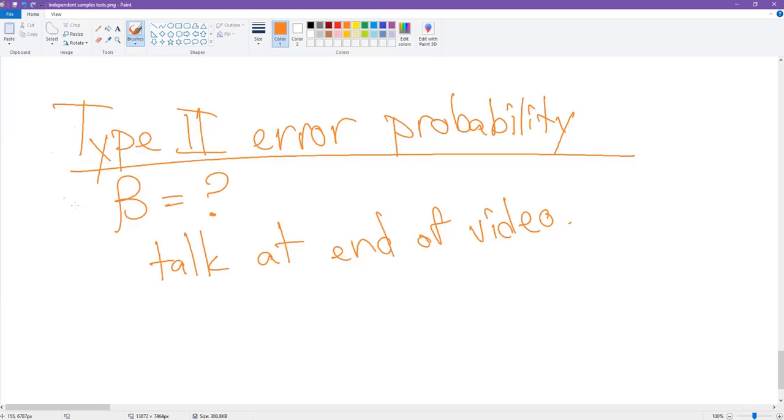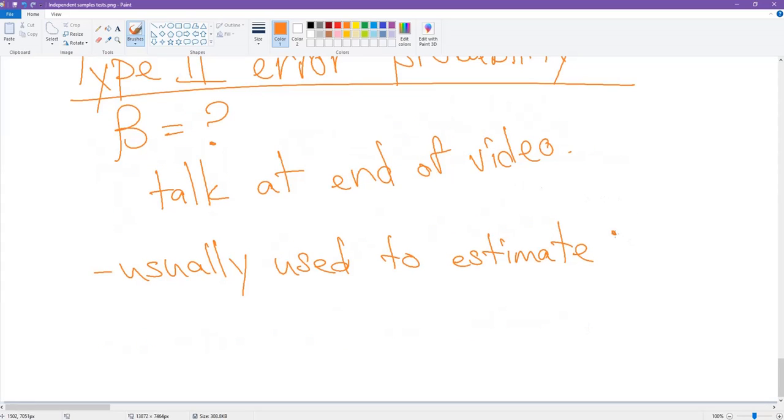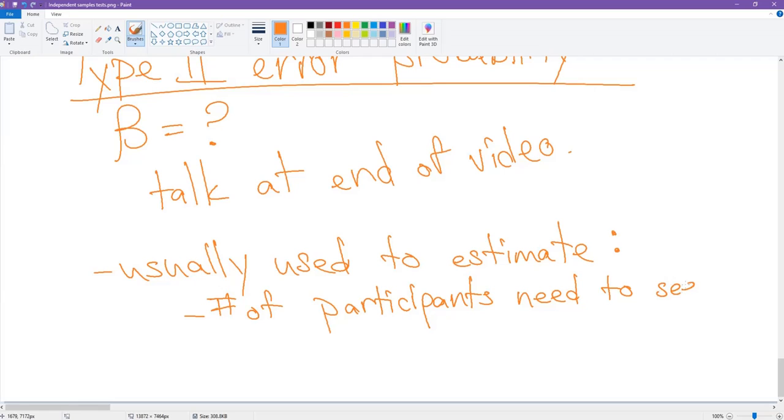The useful thing about dealing with type 2 error probability is that you can use it to set how many participants in each group you're going to need. Usually it's used to estimate a couple of things. One, the number of participants that you need to see a certain size of effect. And that will delve us into a whole other thing at the very end of this about what effect size is, which I'll get into.